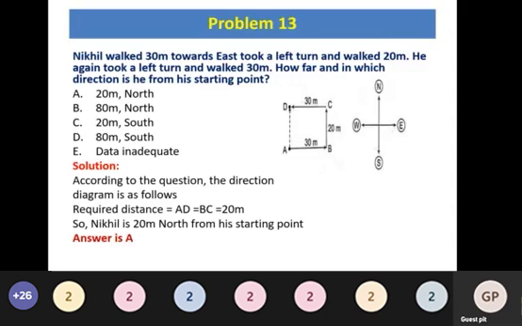I'll read out the problem once again. Nikhil walked 30 meters towards east, took a left turn and walked 20 meters. He again took a left turn and walked 30 meters. How far and in which direction is he from the starting point? According to this question, the direction diagram is as follows. The required distance from A to D is what they are asking. So AD is equal to BC is equal to 20 meters. So Nikhil is 20 meters north from his starting point. The option is A, 20 meters north.